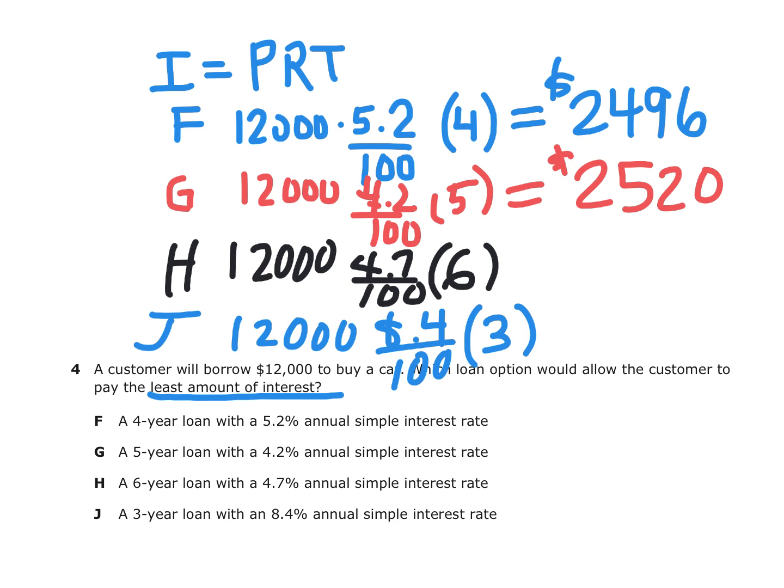And then for H, we're going to have 12,000 times 4.7 divided by 100. That's 4.7%. And then times 6, that's the number of years. And that one is going to be 3,384. It's going to be too high. And let's take a look at one more. Option J, that would be 12,000 times 8.4%, 8.4 divided by 100, times 3 years, and that's 3,024.